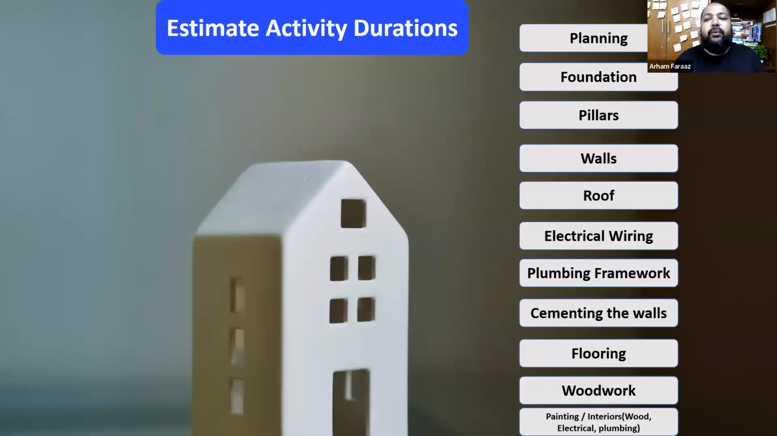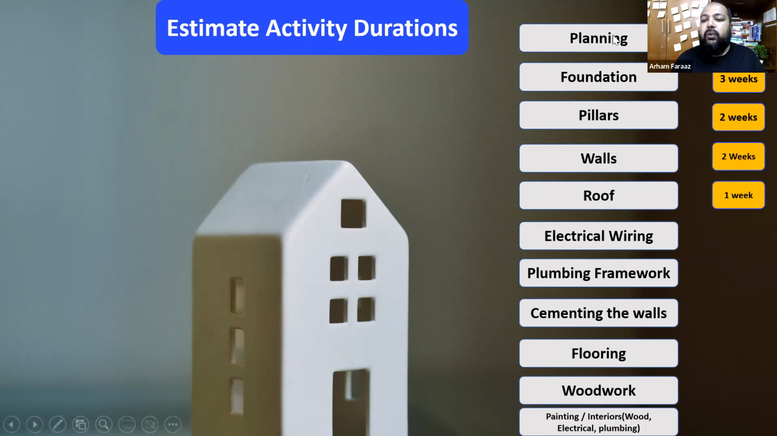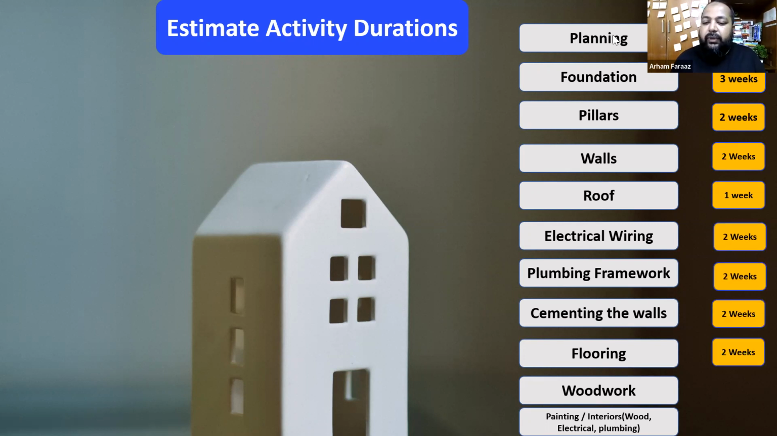Okay, estimate activity durations. We already have the activities with us: planning, foundation, pillars, walls, roof for a dream house project, electrical wiring, plumbing framework, all these things. So what are the durations? We have got 2 weeks, 3 weeks, and again 2 weeks for the pillars, and then 2 weeks for the walls, 1 week for the roof, 1 week for electrical wiring, plumbing framework 2 weeks, cementing the wall 2 weeks, flooring 2 weeks, woodwork 4 weeks, and finally the interiors for 4 weeks. So that's the kind of estimates we have.